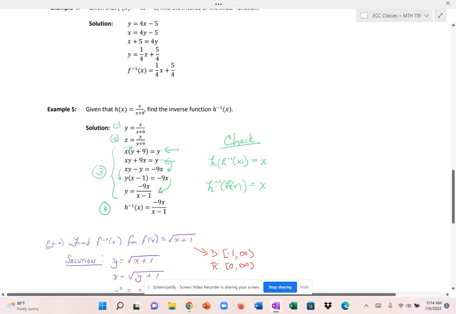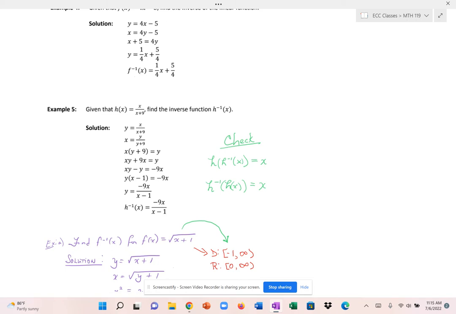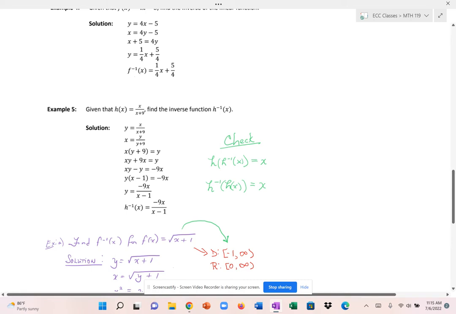Okay, here's one with a radical in it, and we're asked to find f inverse for f of x equal to the square root of x plus 1. So I'm pointing out here that there are restrictions on the domain, and this will be important later. The domain, because we don't want any negatives inside of a square root, is from negative 1 to infinity, including negative 1. And your range will be all positive numbers, including 0.